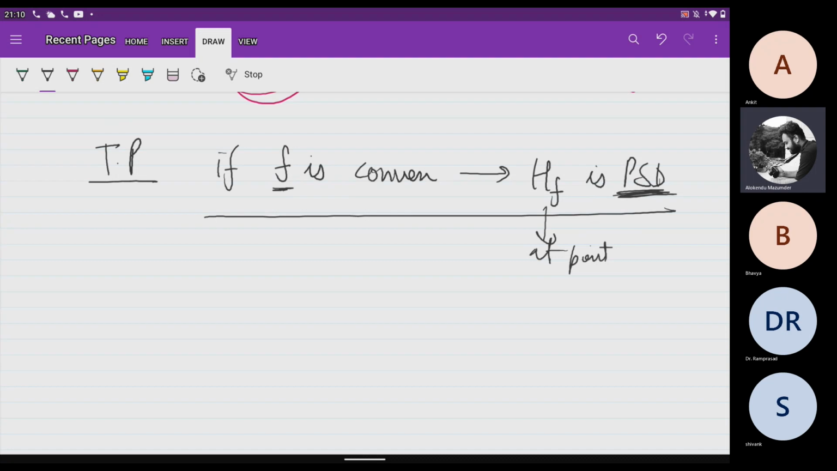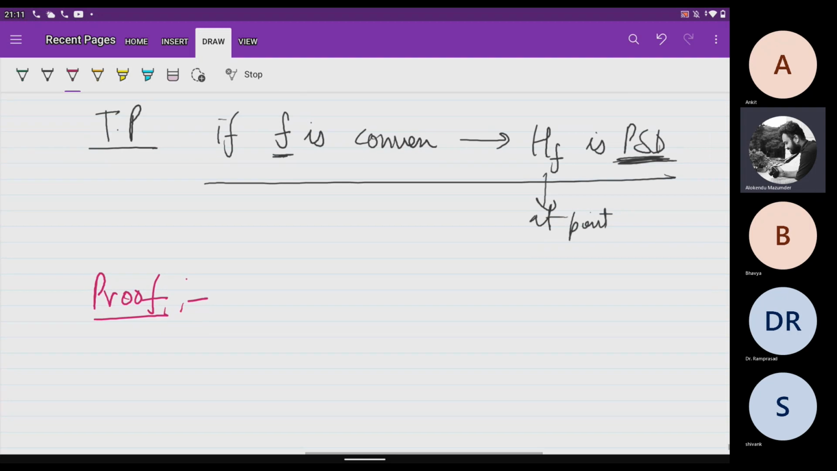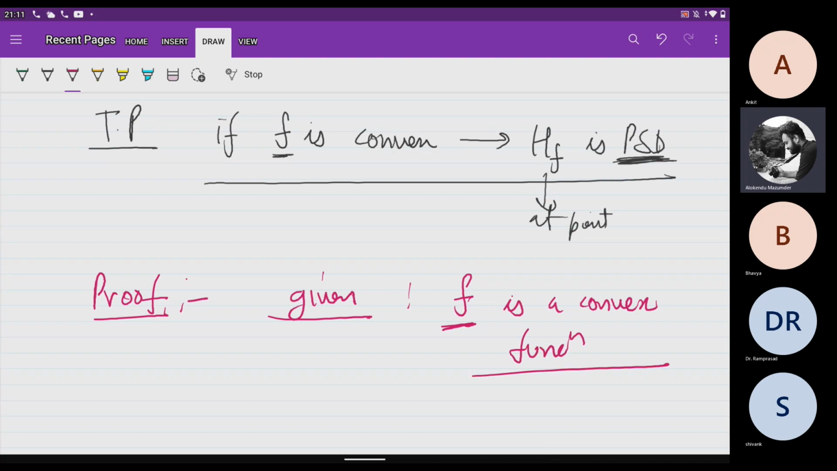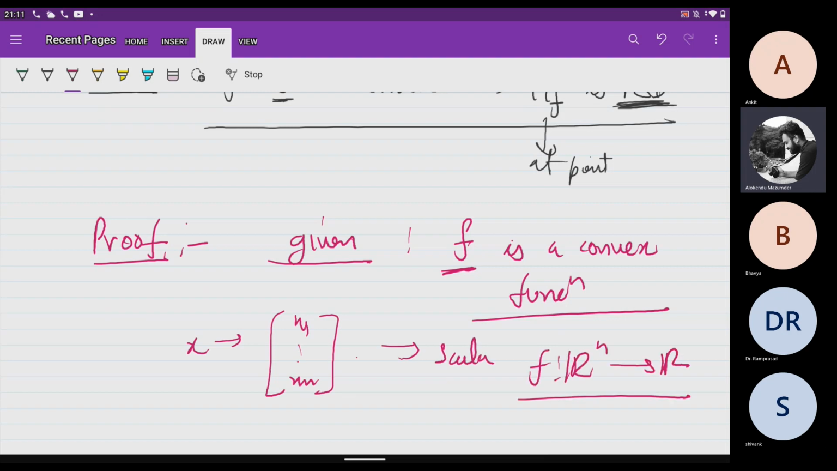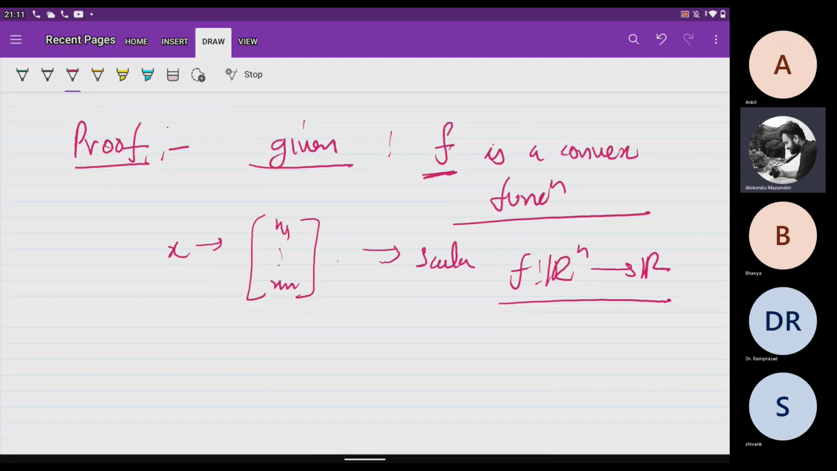How can we proceed to the proof? The proof is not very simple. It's a bit tricky. Now what is given to us? We are only given that f is a convex function. And f takes x as input, which is a high dimensional vector, and gives a scalar value. So I write this as R raised to n to R. It's a mapping from n-dimensional space to the real line.